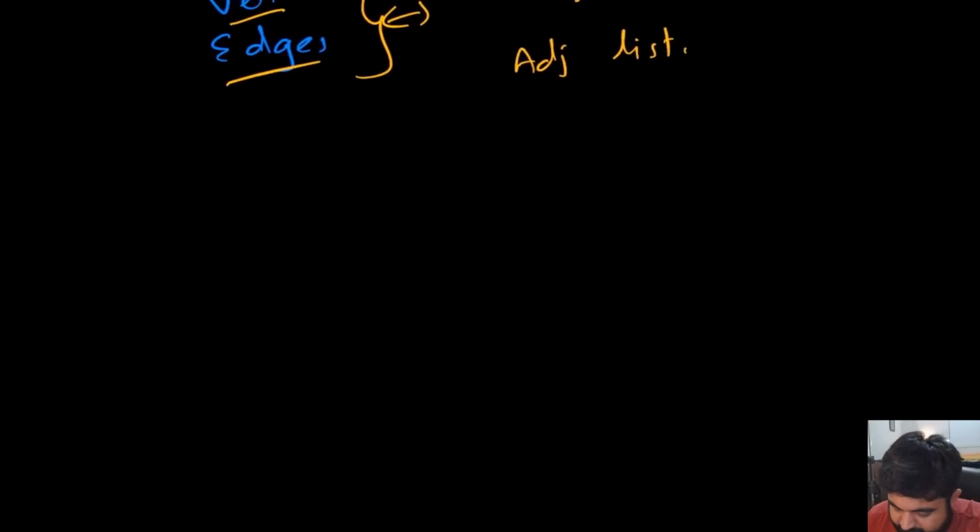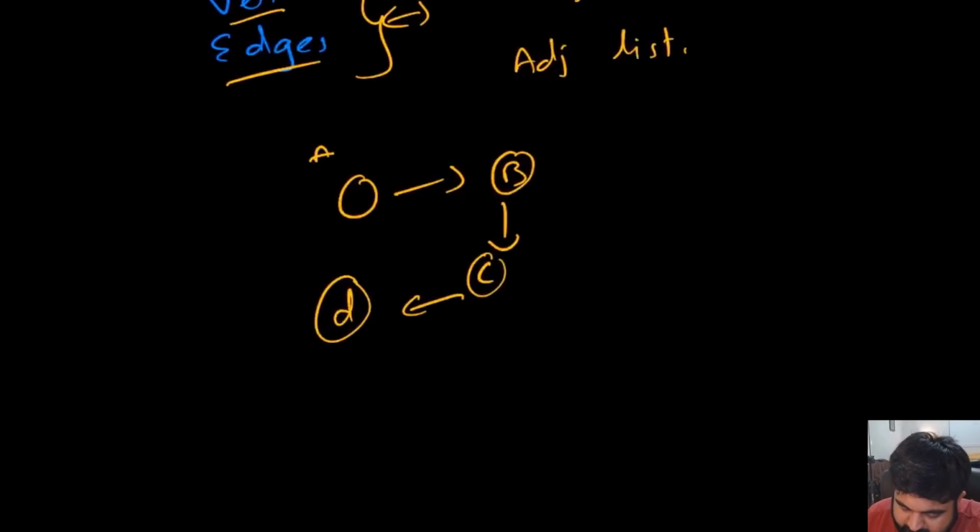Let's just have a demo graph that is simple enough. Let's say we have a graph where A is connected with B, and B is connected with C, and C is connected with D. And this is the graph that we are trying to represent.